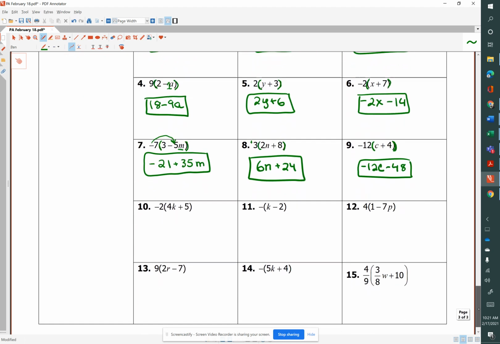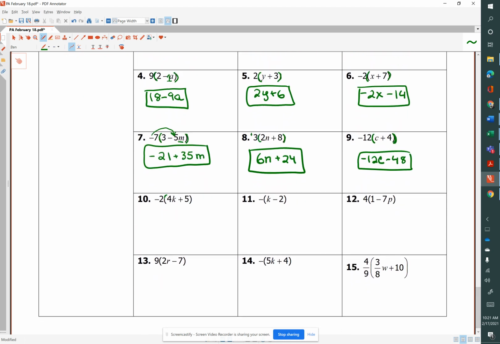And let's work on 10, 11, and 12. Negative 2 times the quantity of 4k plus 5. Negative 2 times 4, negative 8k. Negative 2 times positive 5 is negative 10. Negative 8k plus 10 is our final answer. We have an invisible 1 here. So it's negative 1 times k for negative k. Negative 1 times negative 2 gives us a positive 2. So it's negative k plus 2. And of course, there's an invisible 1 still in front of that k in our solution.